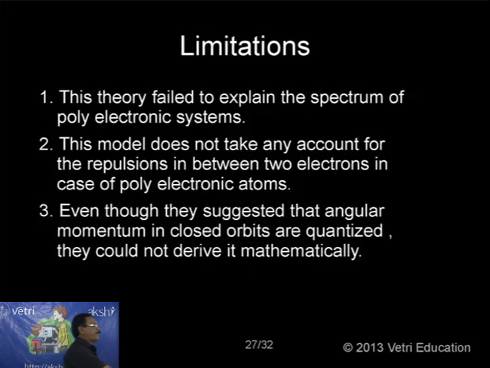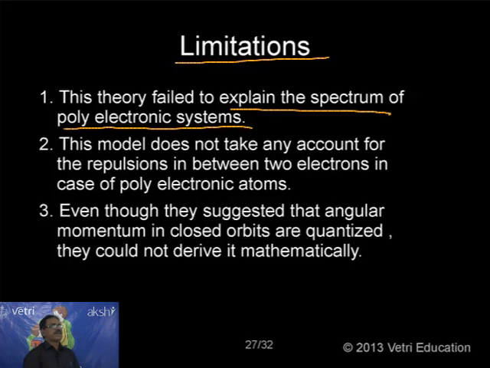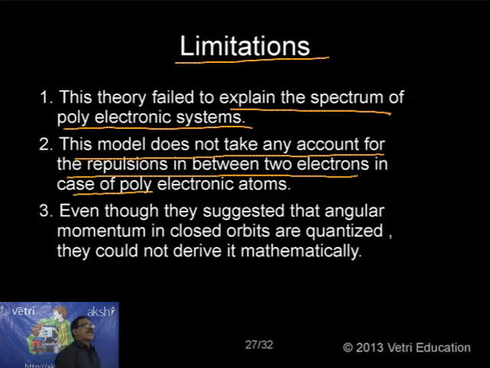Okay. Again, what are the limitations and drawbacks of Bohr-Sommerfeld? First, this theory failed to explain the spectrum of polyelectronic systems. It worked with a single electron, but go for helium, 2 electrons, 3 electrons, in polyelectronic systems the theory fails. Second, this model does not take into account the repulsion between 2 electrons. Electron, electron, negative, negative, repulsion will be there, but it is not taken into account and not explained. So it is again a drawback, a limitation.